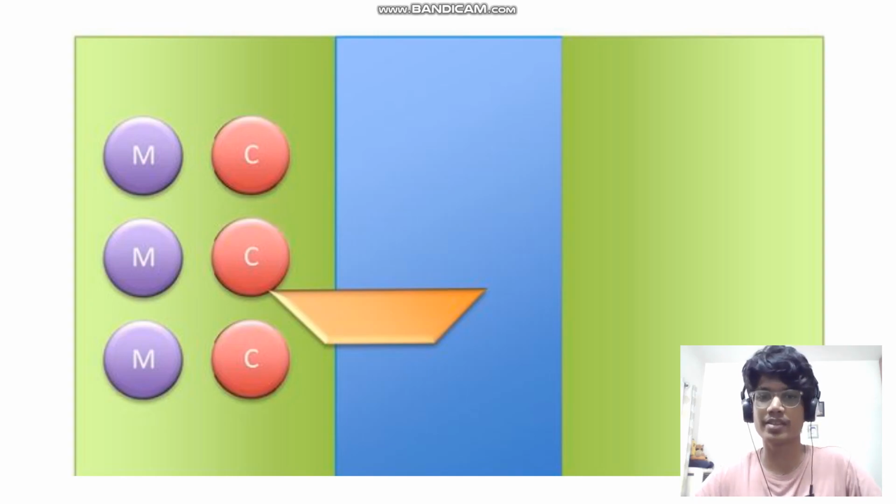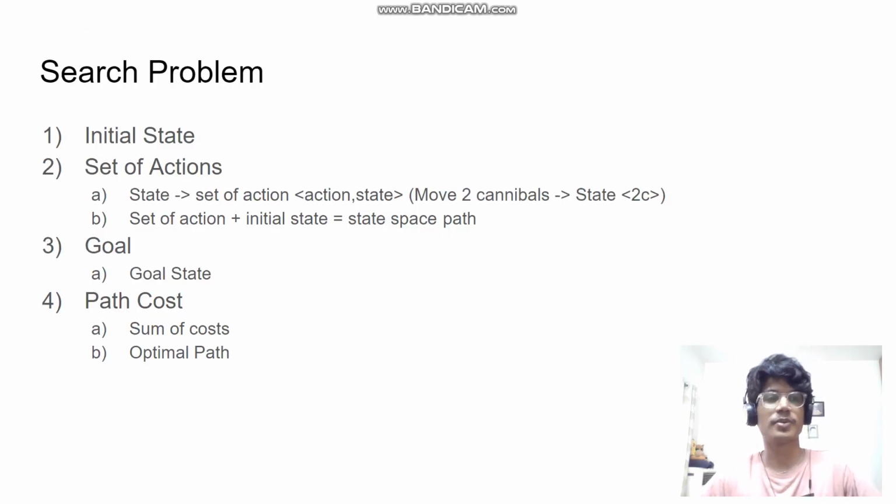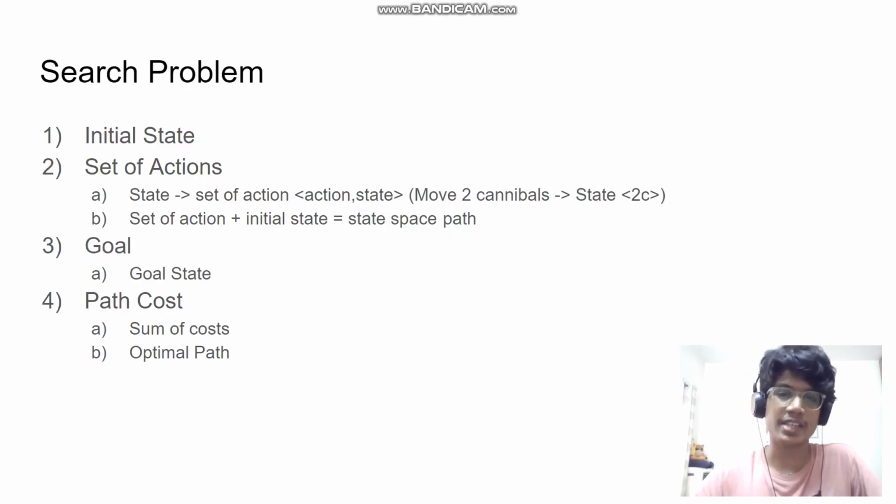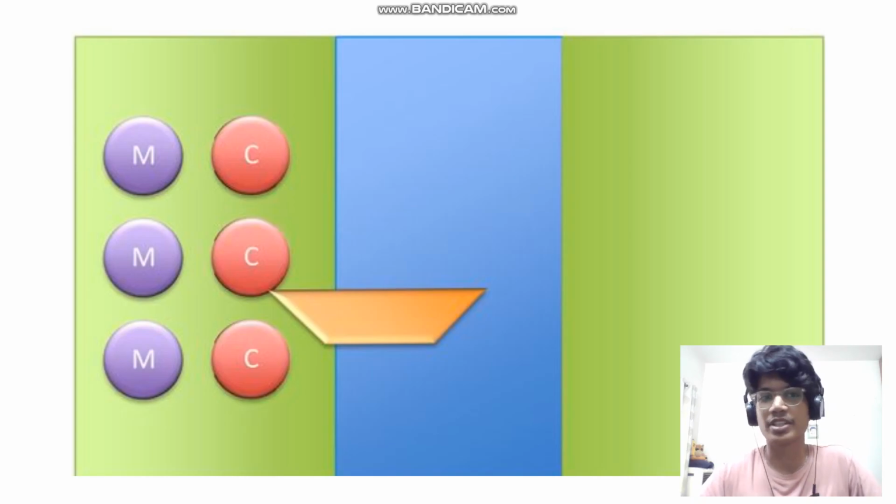Now, let's look at the search problems for this specific problem. Number one is the initial state. We must define the initial or start state. In this case, it's the 3 cannibals and 3 missionaries on one side of the river, be it left or right.